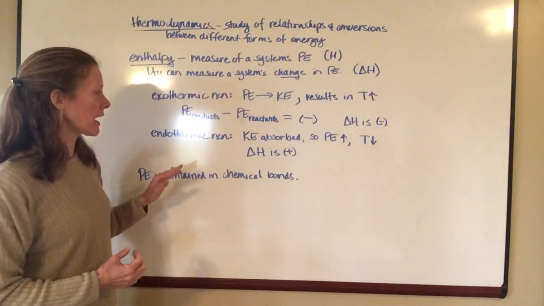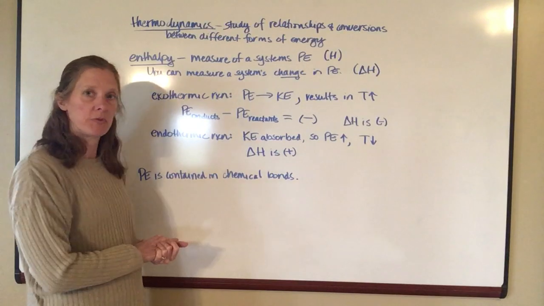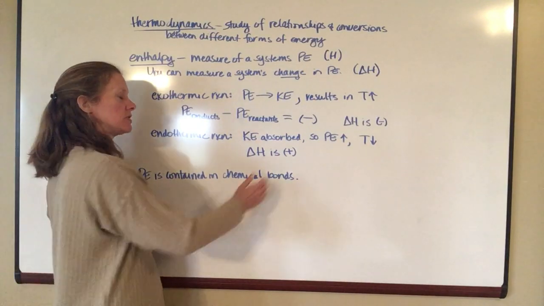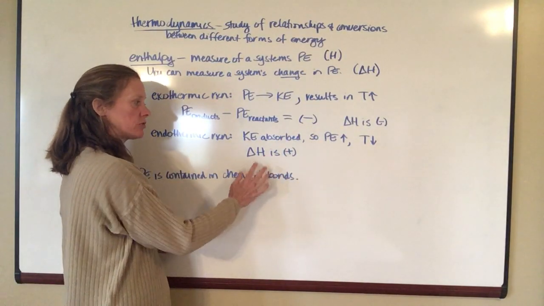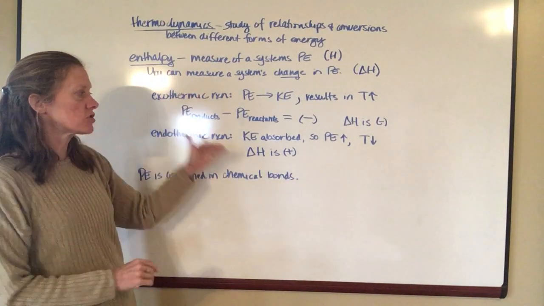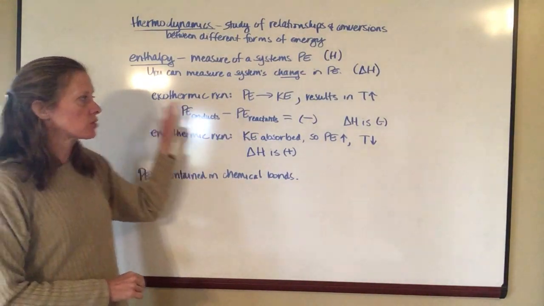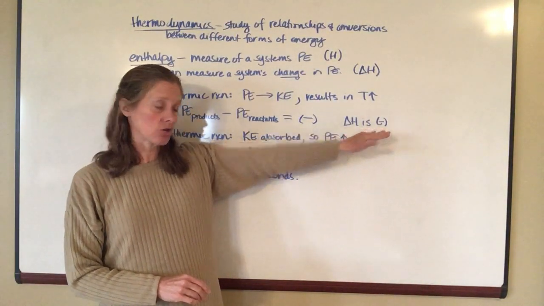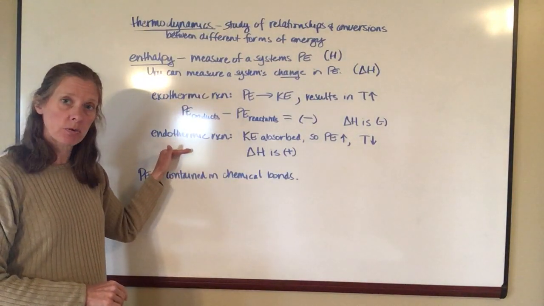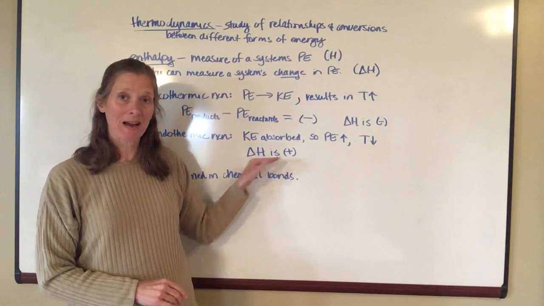In that particular case, the potential energy of your products is higher than what you had for the reactants, and so the difference is going to be a positive number, so your delta H is going to be positive. So of all of this, what's most helpful to remember is that an exothermic reaction has a negative delta H, and an endothermic reaction, one that gets colder, is going to have a delta H that is positive.